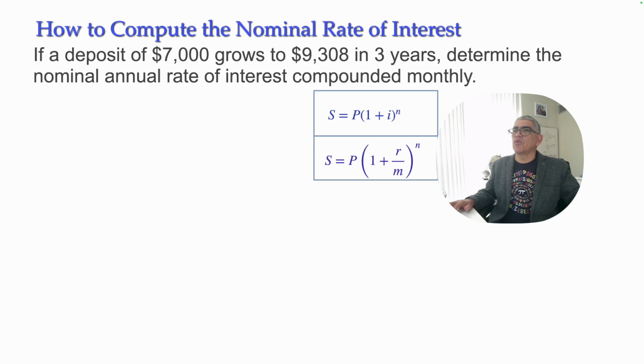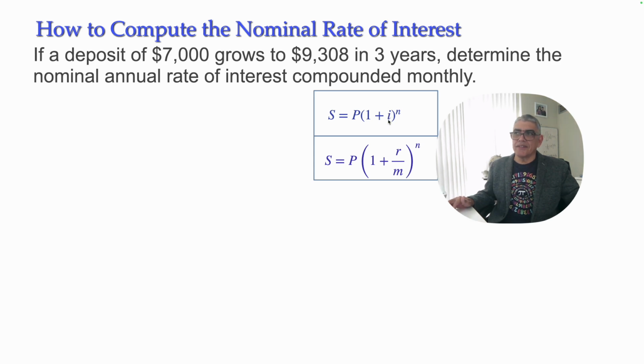The first example will be this. If a deposit of $7,000 grows to $9,308 in 3 years, determine the nominal annual rate of interest compounded monthly. And I will be using the formula of future value for doing that.